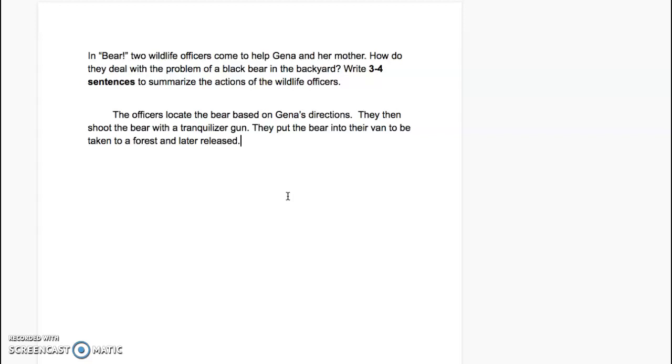So you're going to go in to the assignment for today. It's called a constructed response. And you're going to do the same thing I just did. Your assignment will look exactly like this. It'll have the story, Bear, on the first couple of pages, and then you'll have to scroll down, and this question will be at the bottom, and you just have to type into the document just like I did.